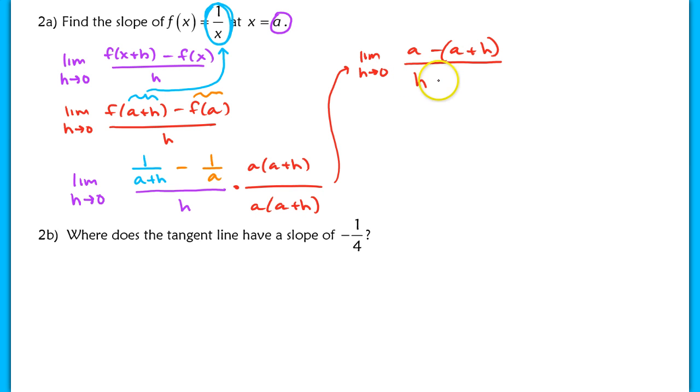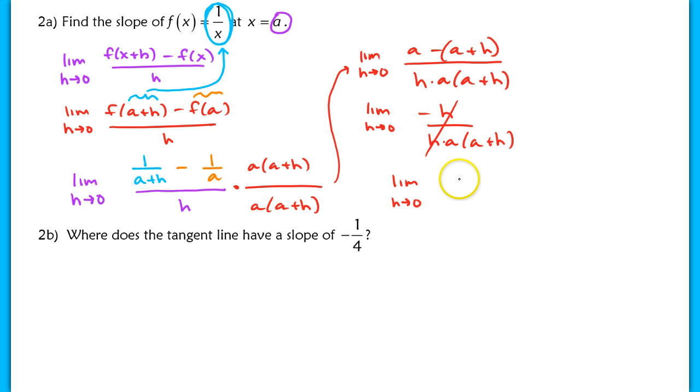Now in the denominator you have h times a plus h. If we simplify the numerator even further, those a's will cancel and I'm left with negative h over h times a plus h. Here I can cancel the like factors, h and h. So I have the limit as h approaches 0 of negative 1 over a times a plus h. Okay, so let's evaluate this limit. As h approaches 0, remember you can just plug in 0 here. You end up with negative 1 over a squared.